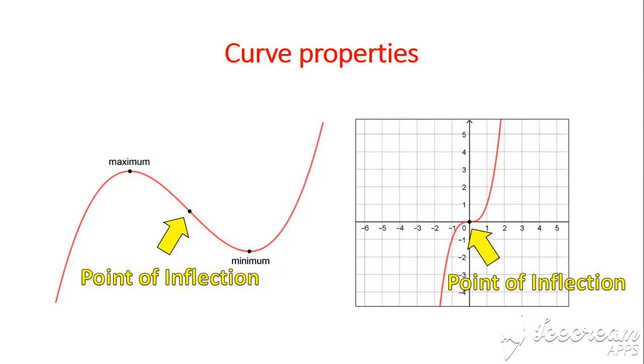In the graph on the left, we have a point of inflection. In the graph on the right, we have a point of inflection where the concavity changes, but in the graph on the right, the point of inflection has a gradient of 0. So the point of inflection can have a gradient of 0, but not always.